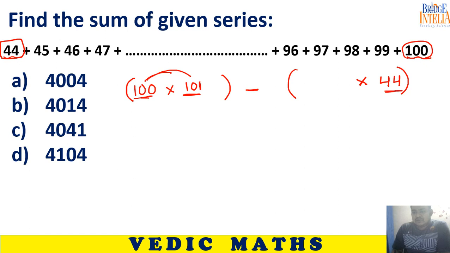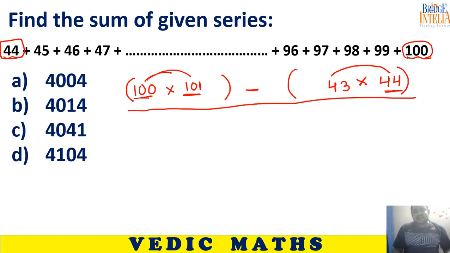Now you have written 44 here. So what comes before 44? 43 comes before 44. So finally you divide this by 2. You will get the answer in one single step. So let's do that. If you cancel this by 2, this will be 50 into 101.